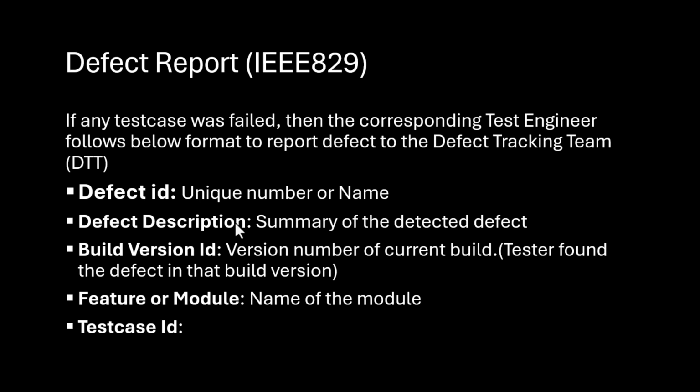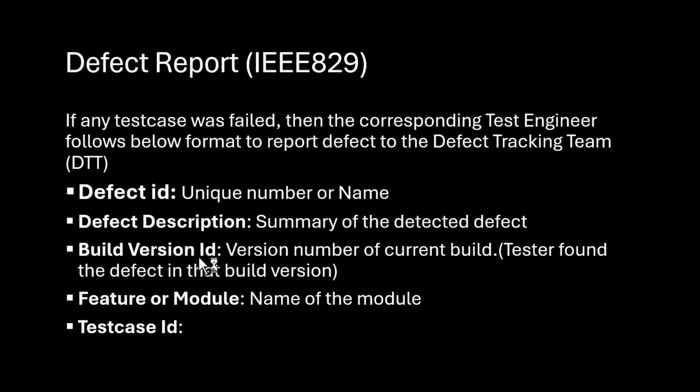Whenever you are raising a defect and making this defect report, in the summary you have to write, in one line, a 1 to 2 liner about the defect you have detected. That one liner or two liner should describe your motive for raising that particular defect. Then build version ID. There will be a version number of the current build. The tester found that defect in that particular build version.